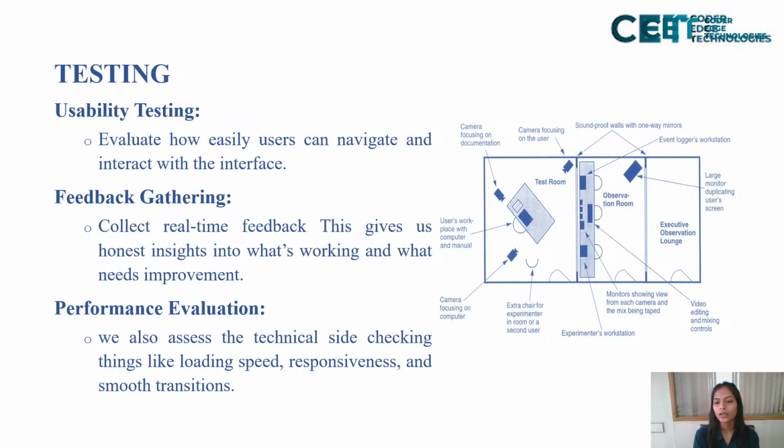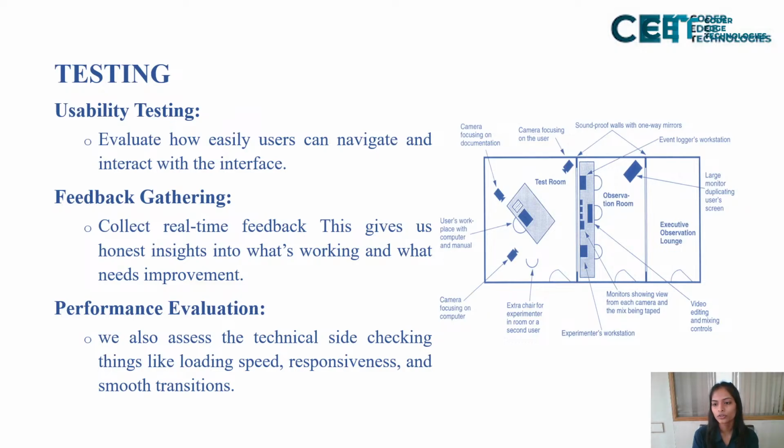For example, as shown in the picture, there are three rooms. First one is the test room, second one is the observation room, and the last one is the executive observation lounge. In the test room, there are three cameras. One is focusing on the user, second is focusing on the documentation, and the third one is focusing on the computer. There is the user's workplace with computer and manual. There is an extra chair for the experimenter in the room for a second user.